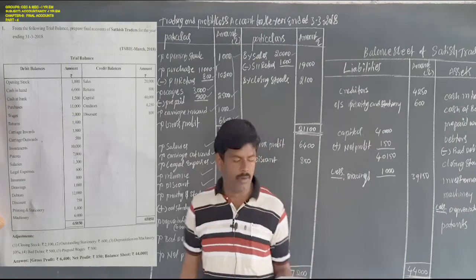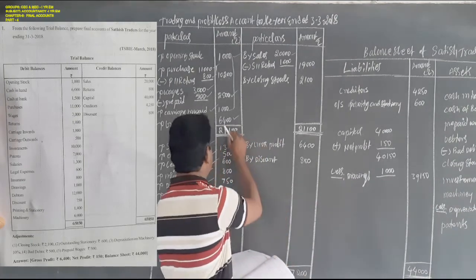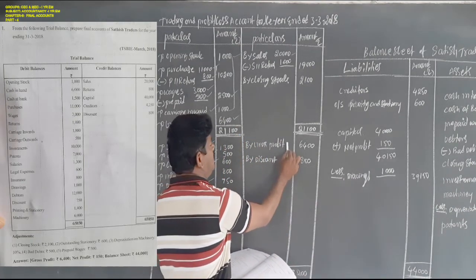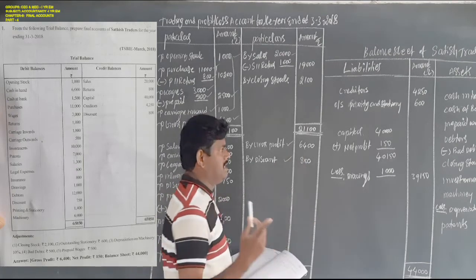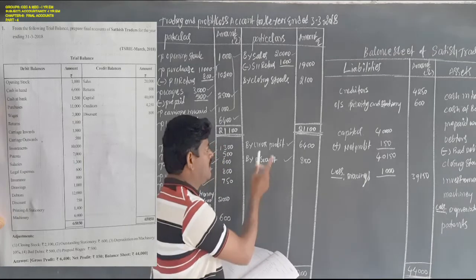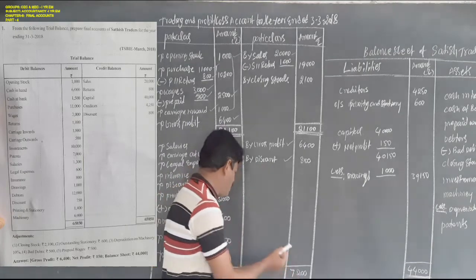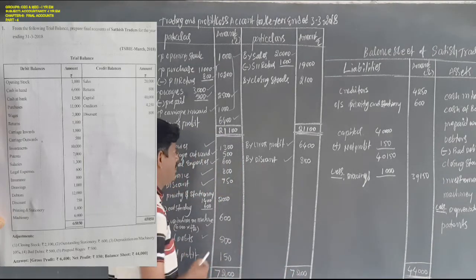Next, come to this side. Gross profit, this is the gross profit transferred to the credit side. Discount on the credit side is given in the trial balance, so it is also taken on the credit side. Total amount 7,200 rupees, 7,200 rupees.